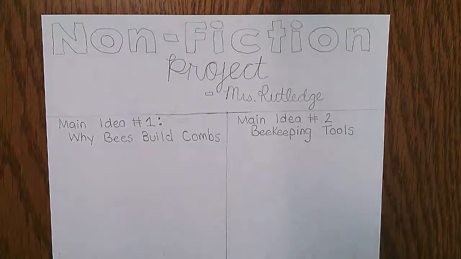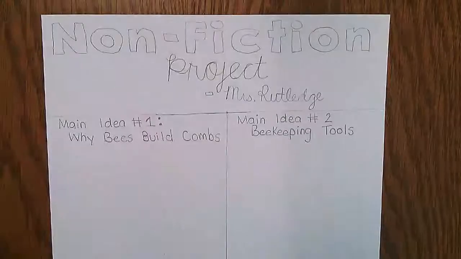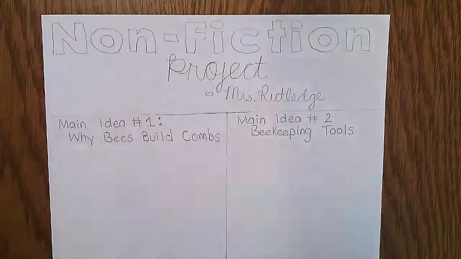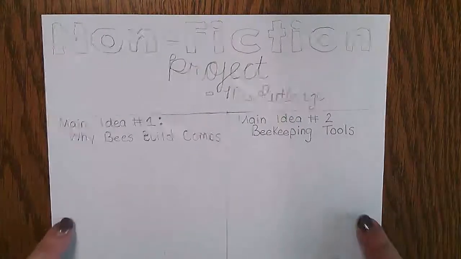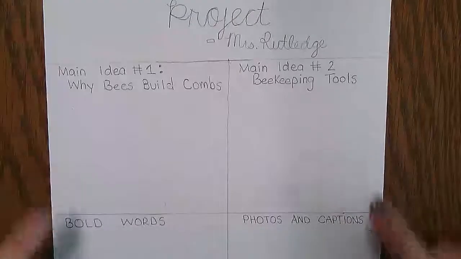So I have a piece of cardstock and I've just put my title up here, nonfiction project. Here's my name. And then you're told to divide your paper or poster, whatever you're using, into 4 sections. 2 for the main idea part, 1 for bold words, and 1 for photos and captions.